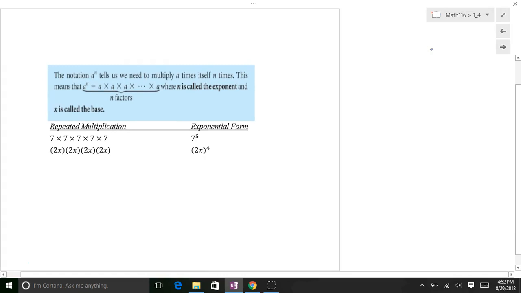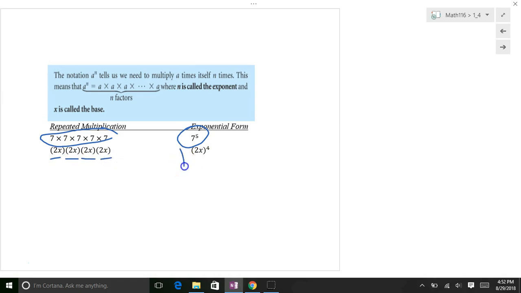If you notice here, you've got repeated multiplication shown there on the left with the 7. There's 5 of those 7s, right? So how do you write that? 7 to the 5th: 7 times 7 times 7 times 7 times 7. If you've got 1, 2, 3, 4 of those 2x's, we're going to write it as 2x to the 4th power.